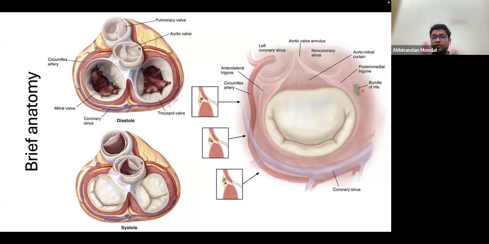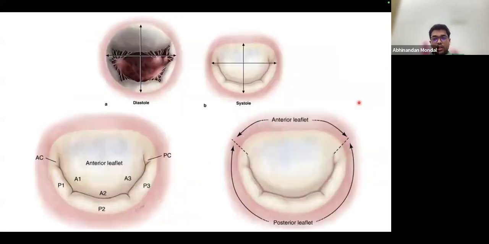There is also the bundle of His that you can see over here, near the posteromedial commissure. What are the things you should know? This is the mitral valve in its closed position, and this is its open position. This is in diastole, this is in systole. You can appreciate that there is a gross change in annular size during diastole and systole. You can see the anteroposterior diameter, and this is your commissural diameter.